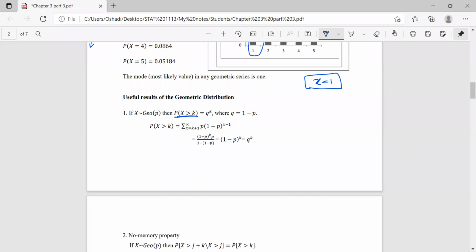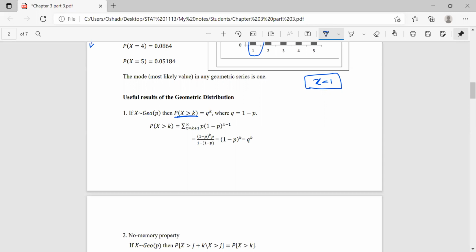We have done k trials, but till the kth trial, no success has occurred, right? So that probability is equal to q to the power k, where q is 1 minus p, the probability of failure, right? So we can prove it.